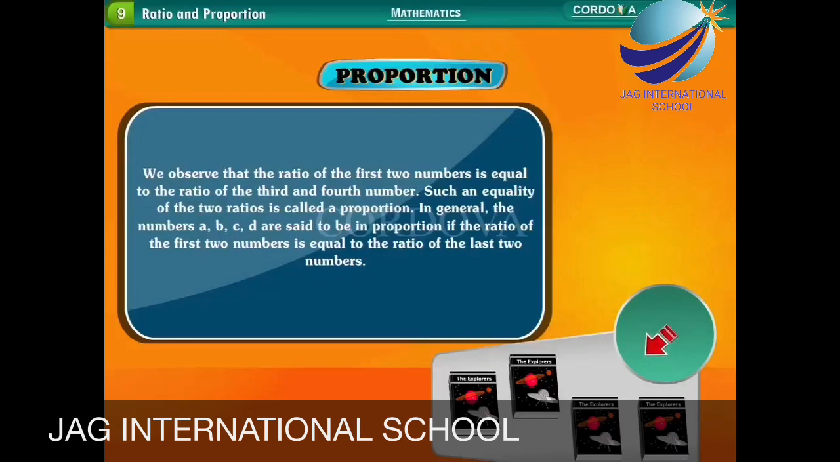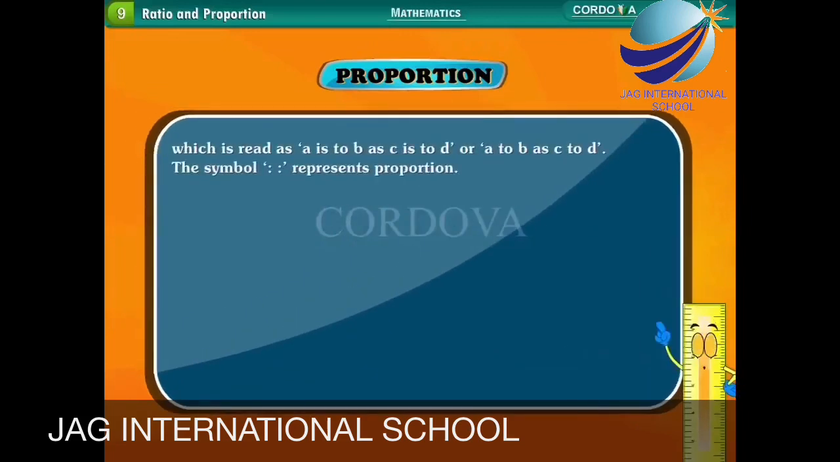In general, the numbers A, B, C, D are said to be in proportion if the ratio of the first two numbers is equal to the ratio of the last two numbers. That is, A is to B is equal to C is to D, where A, B, C, D are the first, second, third and fourth term respectively. Or A:B::C:D, which is read as A is to B as C is to D, or A to B as C to D.